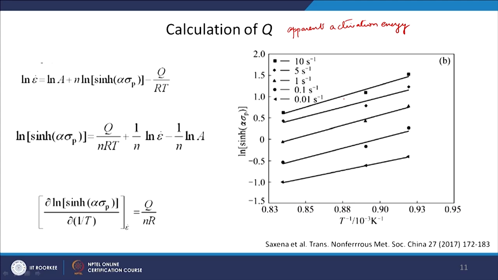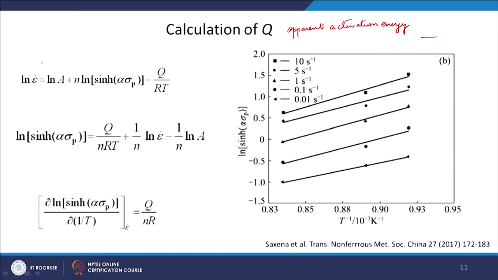If you want to calculate a more accurate activation energy, what you should do is, when you are deforming at a strain rate, let us say 0.1, you change the temperature during the deformation itself. Then the microstructure has not changed so much during a very short duration. So, basically you are deforming at one temperature, you change the temperature, deform it, bring it to the same temperature again, maybe go below, and so on.